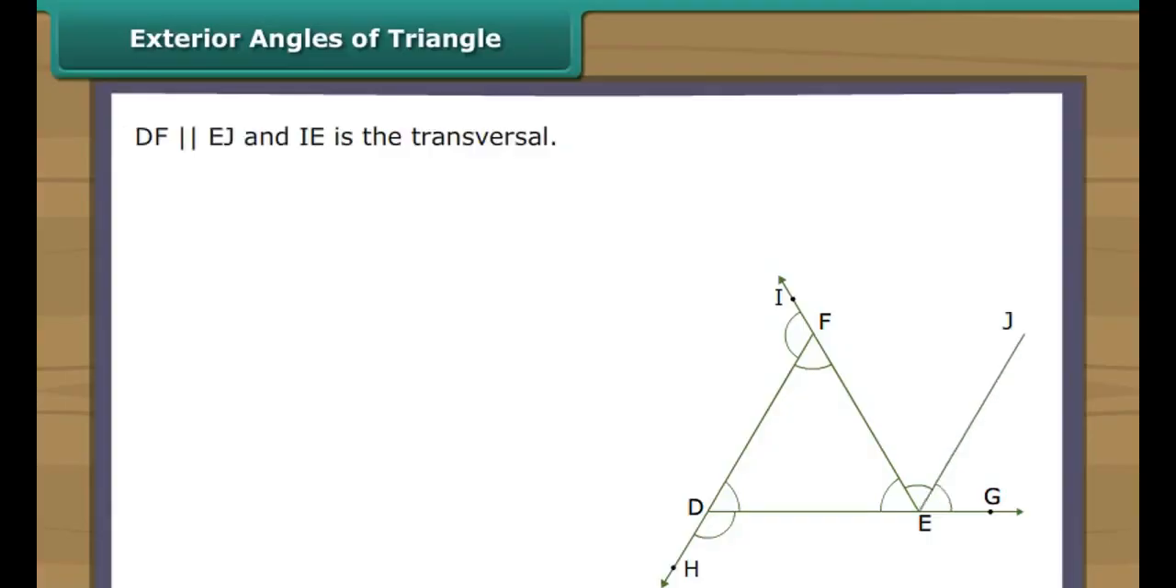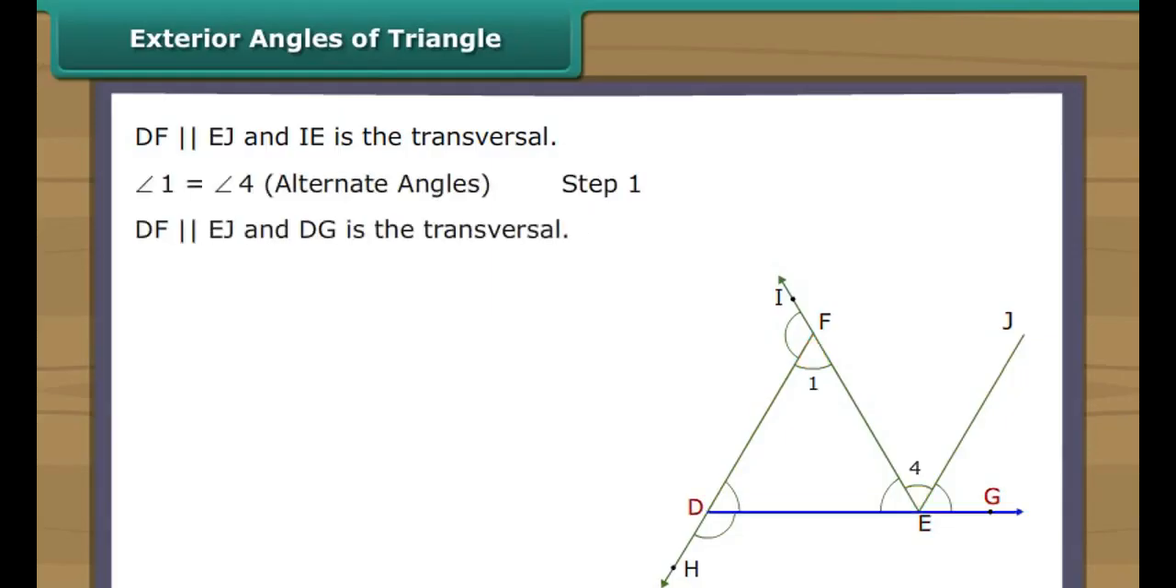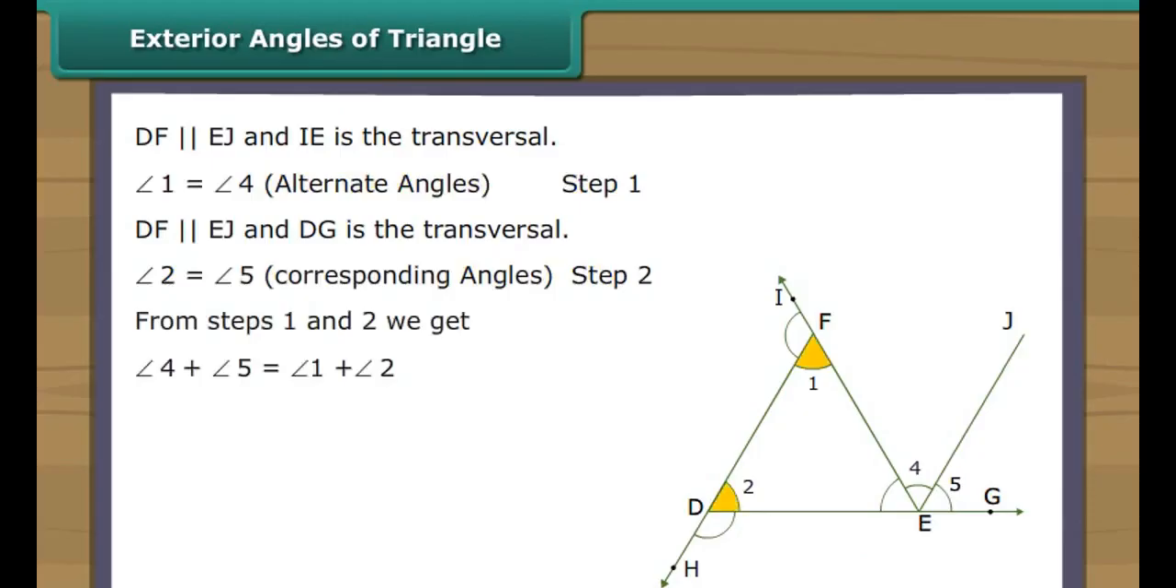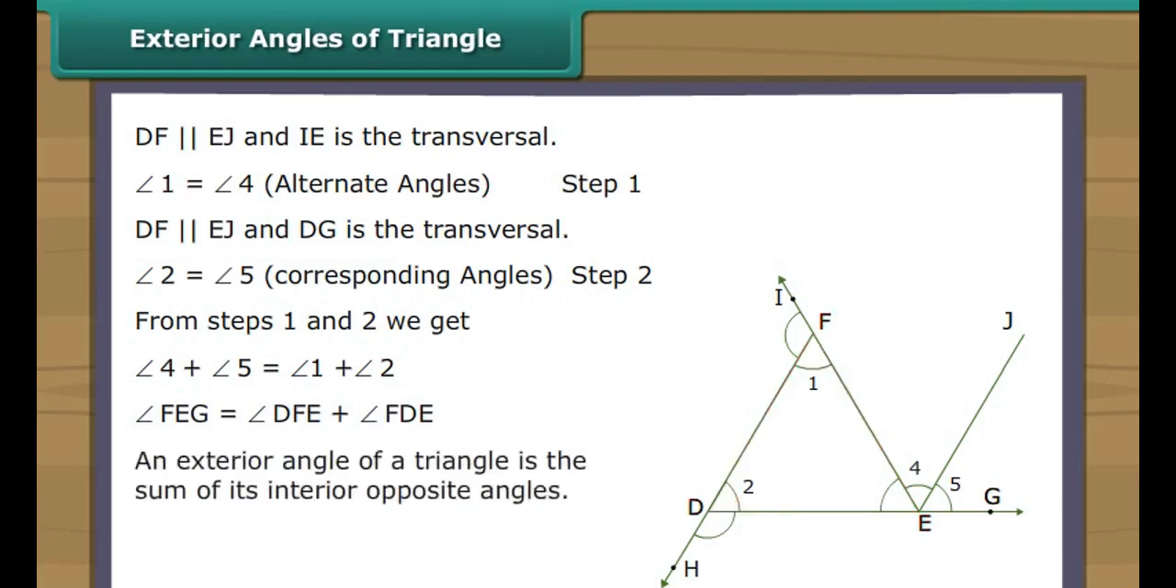We draw a line segment EJ from point E such that EJ is parallel to DF. If we regard IE as a transversal intersecting the parallel lines DF and EJ, angle 1 is equal to angle 4, alternate angles. If we regard DG as a transversal intersecting the parallel lines DF and EJ, angle 2 is equal to angle 5, corresponding angles. From the two steps we get angle 1 plus angle 2 is equal to angle 4 plus angle 5. It means angle FEG is equal to angle DFE plus angle FDE. Therefore, an exterior angle of a triangle is the sum of its interior opposite angles.